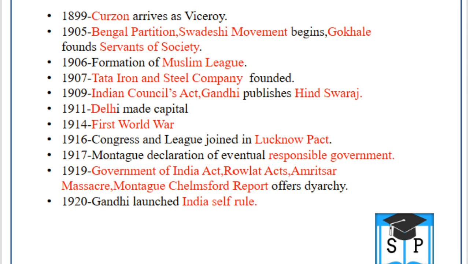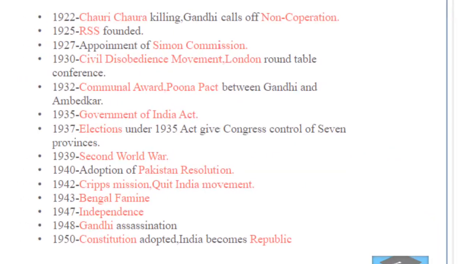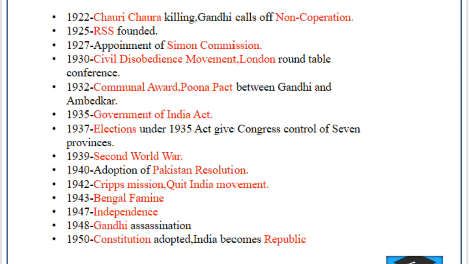Rowlatt Act, Amritsar Massacre, Montagu-Chelmsford report offers dyarchy. 1920 Gandhi launches non-cooperation for self-rule. 1922 Chauri Chaura killings, Gandhi calls off non-cooperation. 1925 RSS founded. 1927 Appointment of Simon Commission. 1930 Civil Disobedience Movement, London Round Table Conference. 1932 Communal Award, Poona Pact between Gandhi and Ambedkar. 1935 Government of India Act.